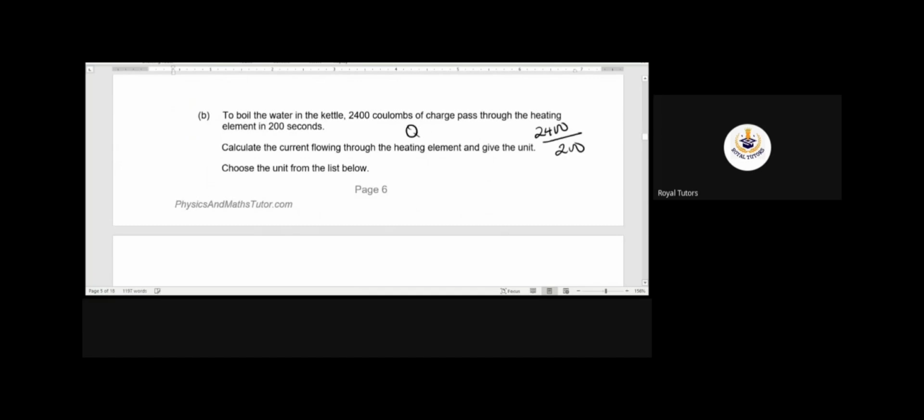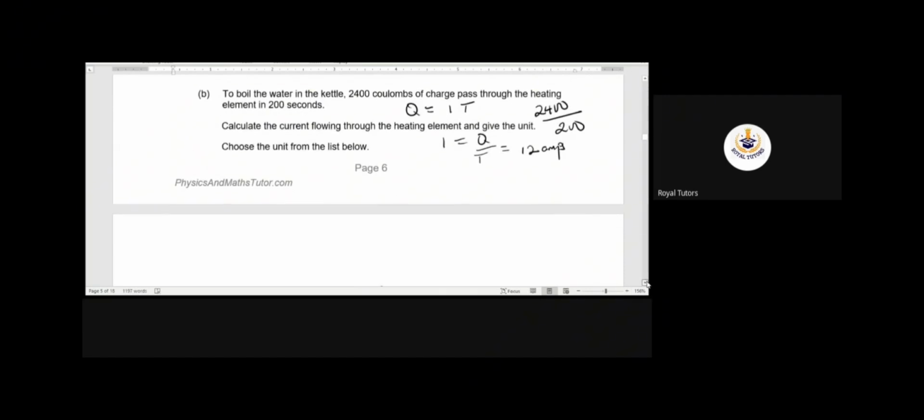We already know that Q equals I T. Since we are looking for I, that will be I equals Q over T. And your Q already is 2400 and your T is 200 seconds. So if you divide that, that will give you 12. And the unit for current is amperes. So that settles that particular question. There you go. So you just pick your amps and you put your 12.